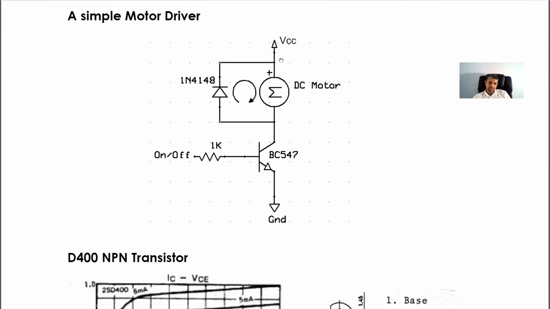That is, a motor is used to convert electrical energy into mechanical energy, right? And a generator or dynamo is used for the opposite mechanism. Mechanical energy is converted into electrical energy, right?